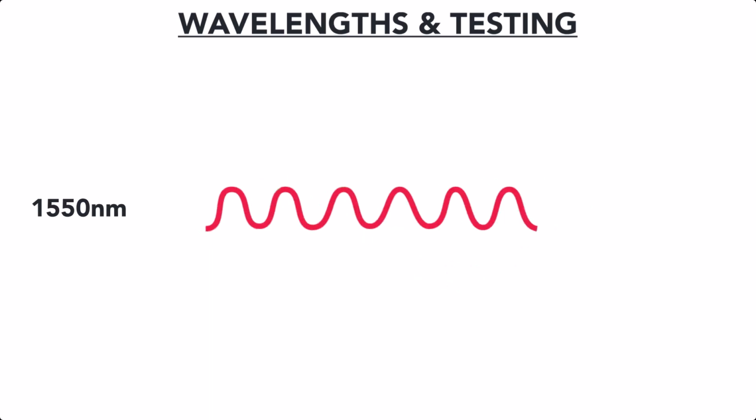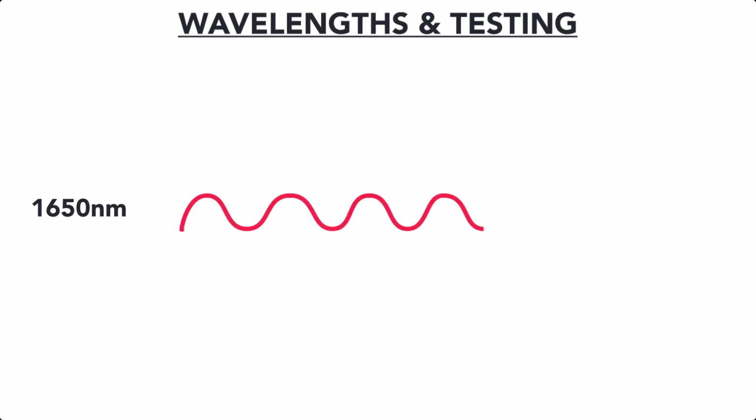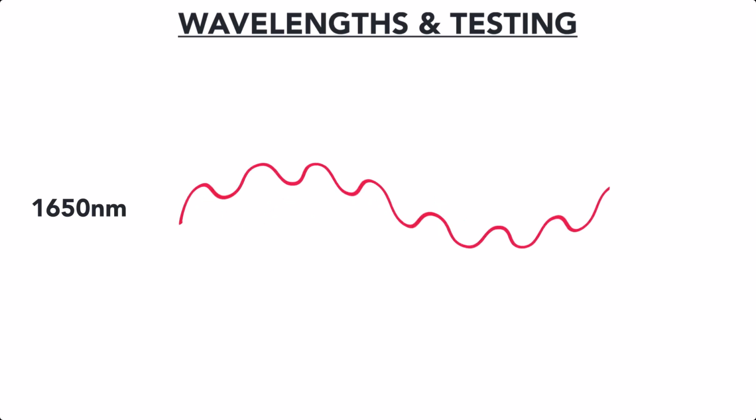1550, that's a little bit longer of a wavelength. It has to come to a stop, and it's taking it longer to get out of a situation. Same thing, 1650, longer. It's going to take an even greater distance for it to make these cycles. So from here to here is even a greater distance.